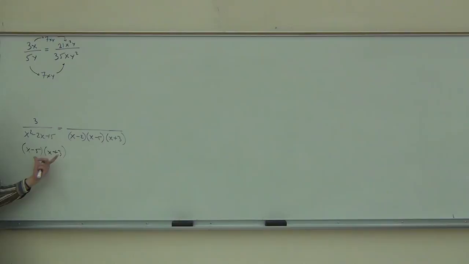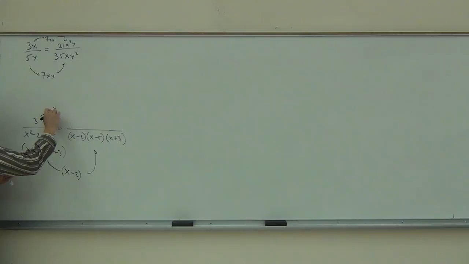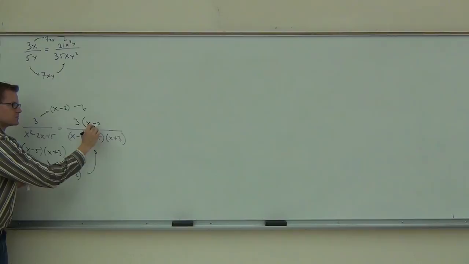That's what we multiplied by. And what's the only factor that we didn't have? X minus 2. So that's what we're multiplying by, x minus 2. We just have to do that to the top, to our numerator, and we're going to get 3 times x minus 2. Distribute it if you'd like, get the 3x minus 6, or leave it like that, that's fine.